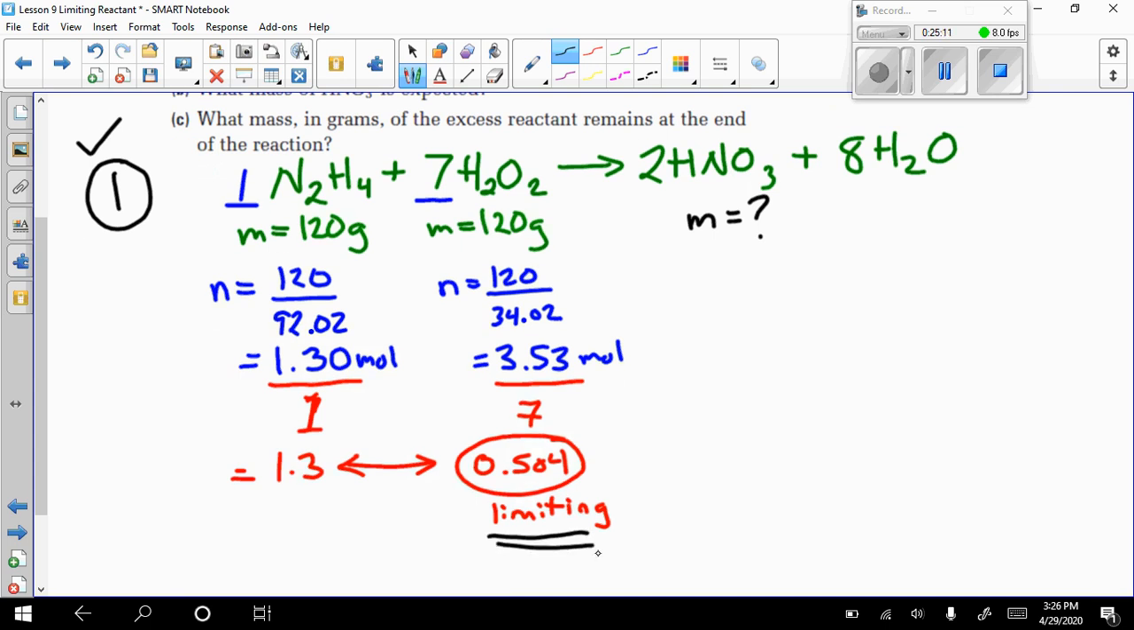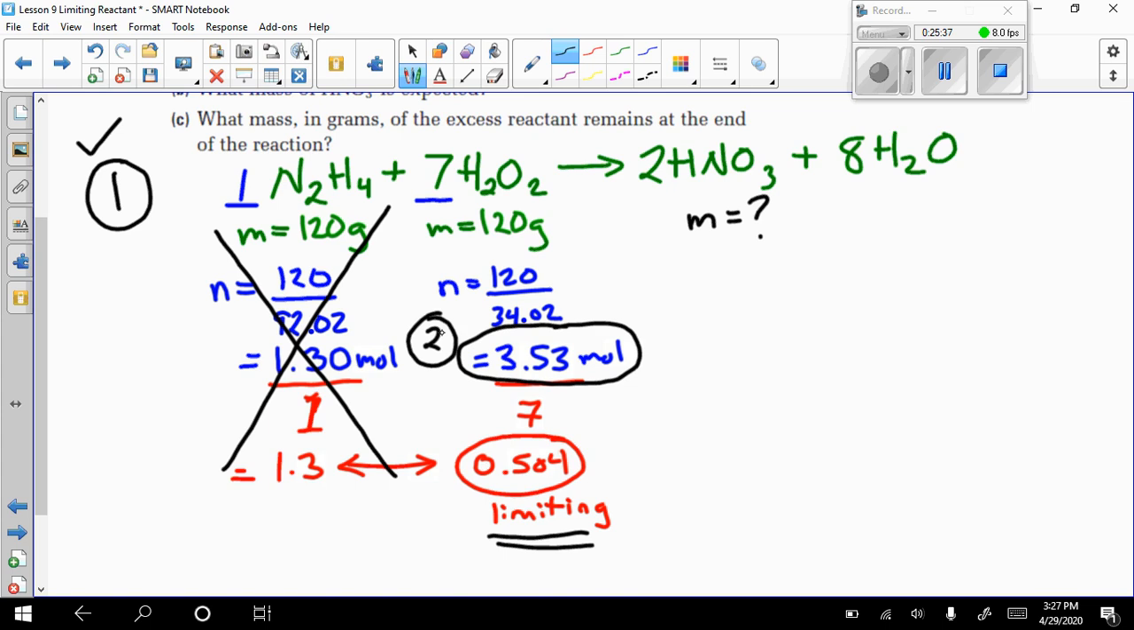Look what I'm going to do. I'm going to put an X through all this because I don't need it. The N2H4 is in excess. It's not going to stop me. I only need to worry about the H2O2. Now, one other thing I'm going to show you is that I want to go back to that 3.53. That's the number of moles that I'm concerned with.